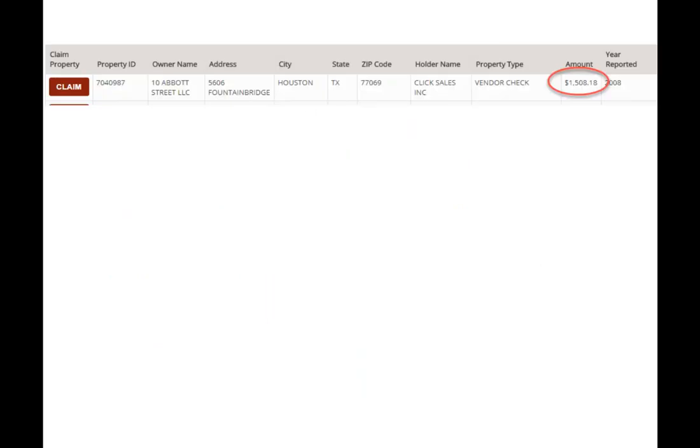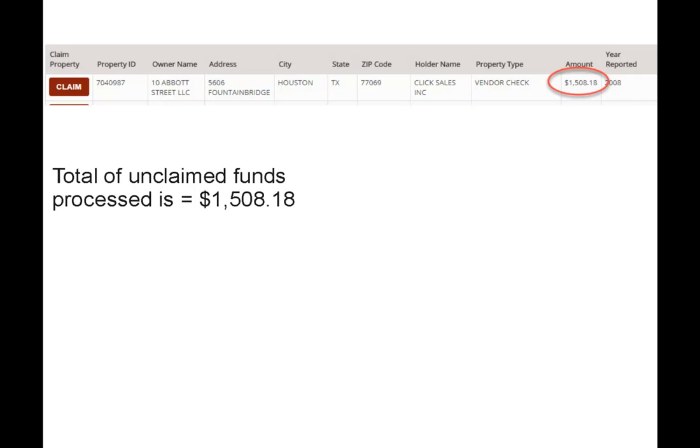Now, again, just to remind you how much you're getting paid, here's the example that I gave in the earlier steps on this Abbott Street LLC company. It's $1,508.18. So the total of the unclaimed funds process that you're doing for us, and that we're gonna be working with the client to get that money back. You're not waiting for this money to be received from the client from us and us getting it back into their hands. It's immediately done because these accounts are always completed.